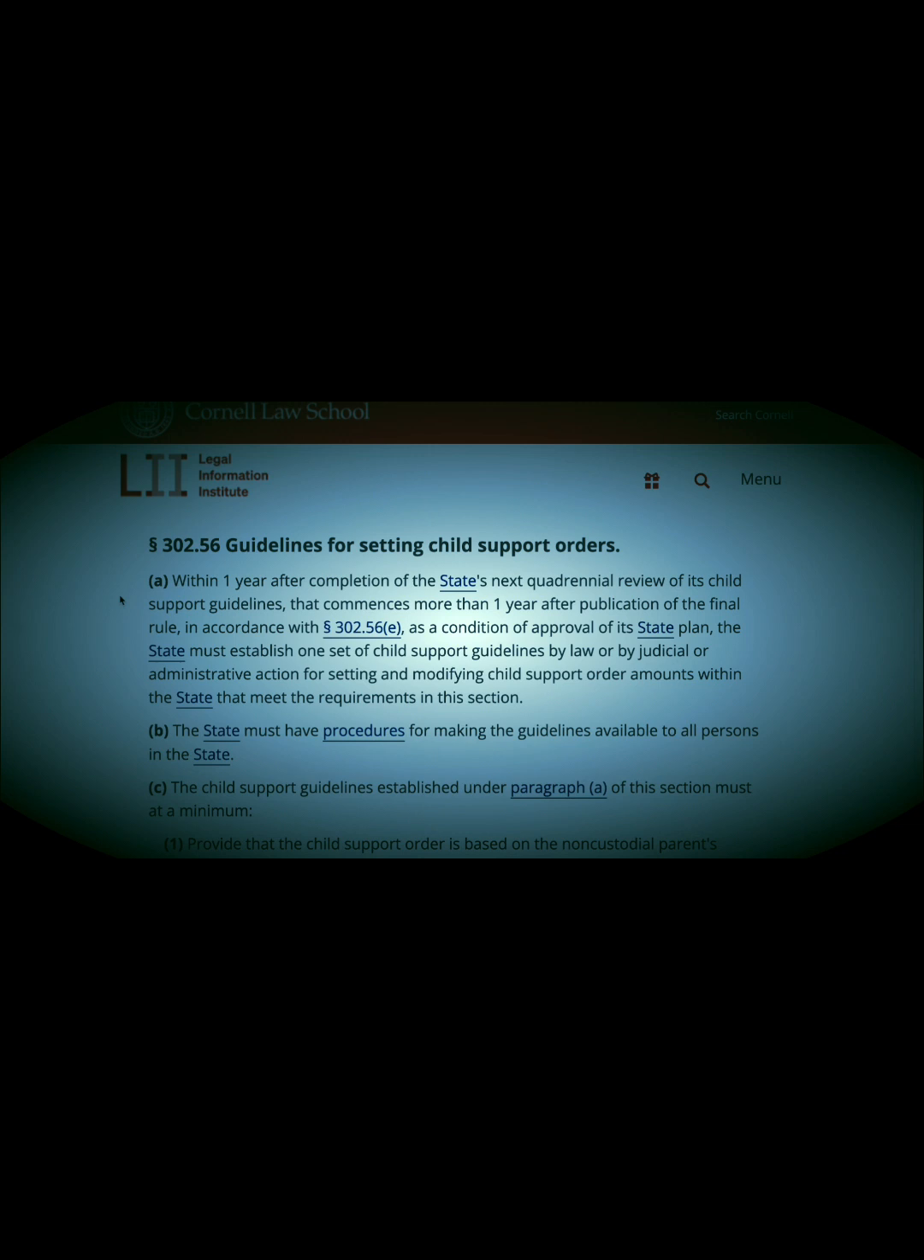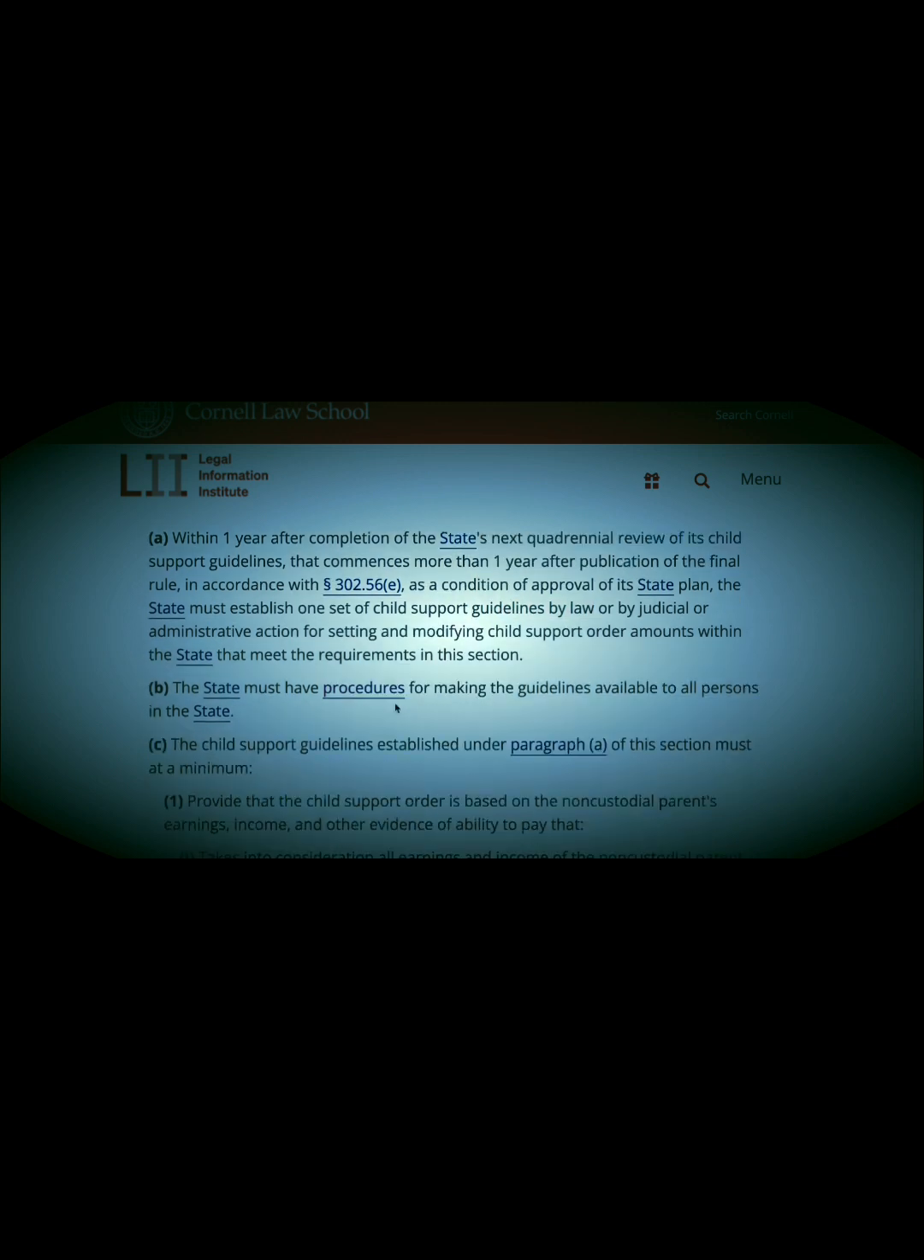the state must establish one set of child support guidelines by law or by judicial or administrative action for setting and modifying child support order amounts within the state that meets the requirements of this section. Notice it says child support guidelines by law. That's guidelines that they have that are by law. It's not a law for you to be on child support. They have to follow the guidelines and the procedures. The state must have procedures for making the guidelines available to all persons in the state.